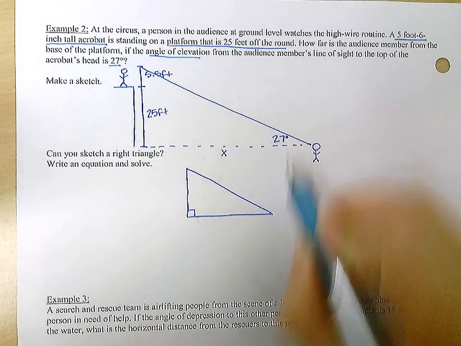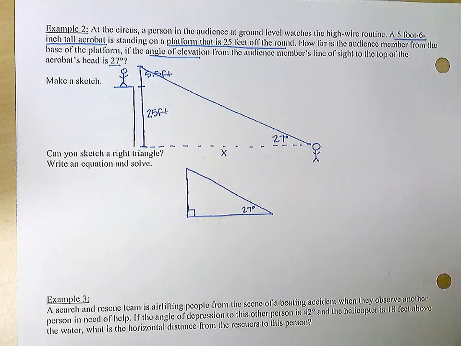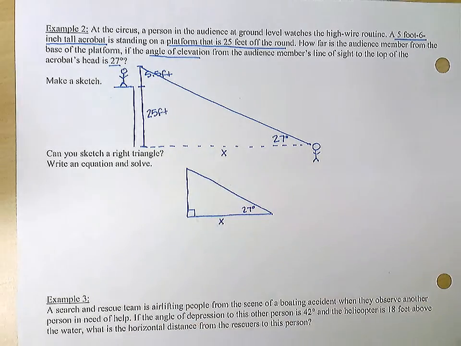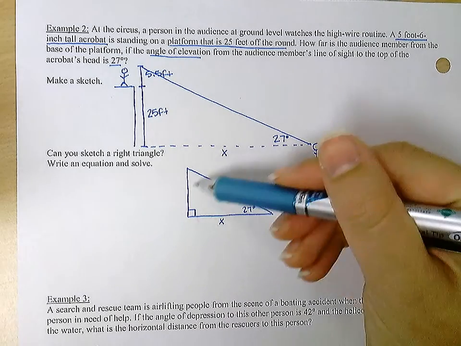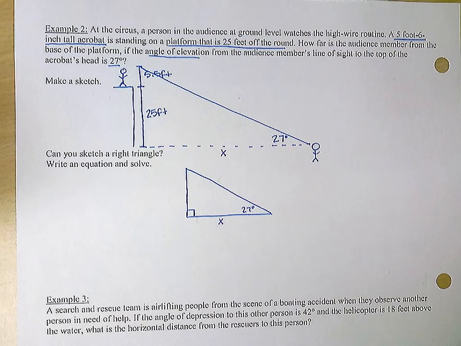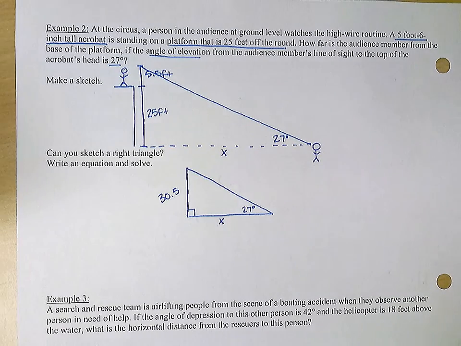Okay, I know this angle here is 27 degrees. I'm trying to find that horizontal distance. That's my X. Now this vertical distance isn't 25. What is it? Oh, it's 30.5. You have to add those together this time. So you want that total length, so you'd add both pieces together.